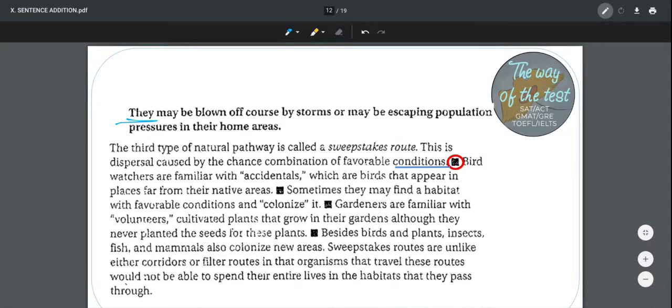The reference is conditions, but it's not the correct reference, because if I do this, whenever I have a reference, I will replace it with the word conditions here. And now I'm saying conditions may be blown off course by storms or maybe escaping population pressures in their home areas. So I'm saying that the conditions are blown off course, and that the conditions are escaping populations, and that conditions have home areas, which is not correct. Again, it's grammatically correct because this is a plural noun conjugated with the correct pronoun and the correct verbs, but it's not logically correct. So it's not letter A.